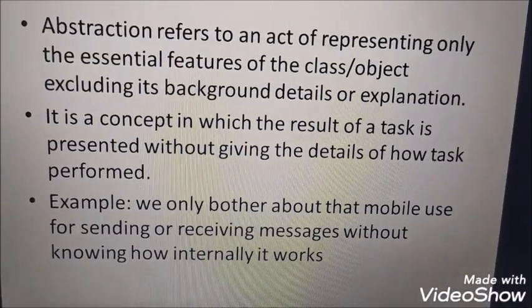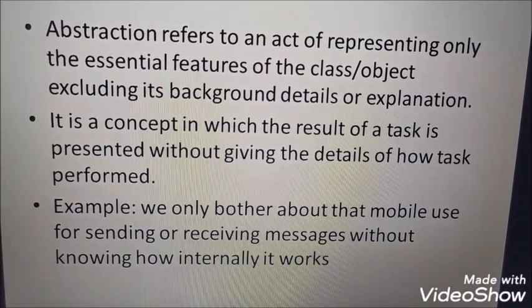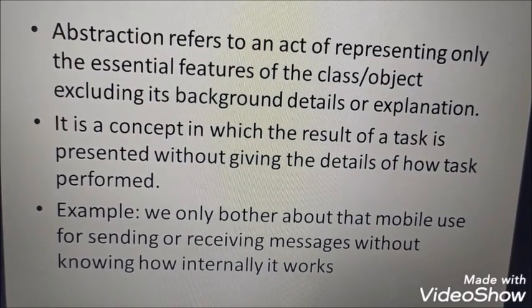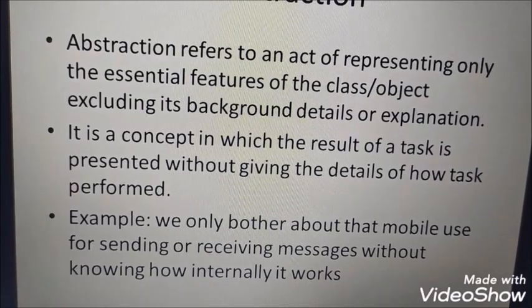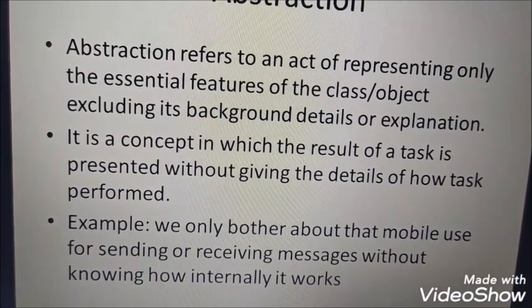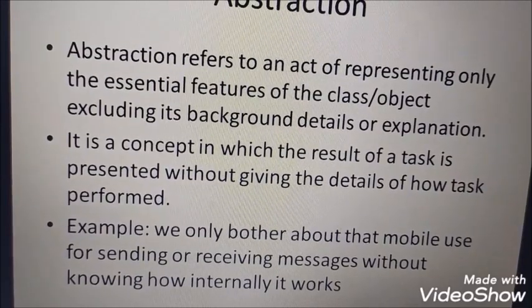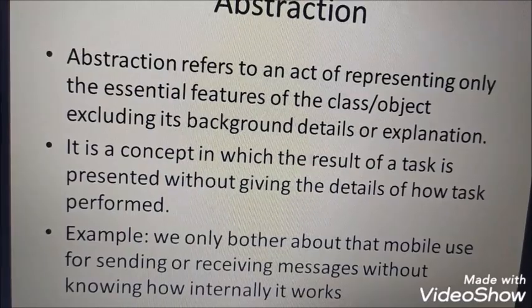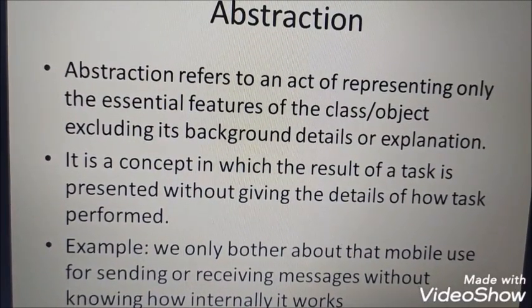You just look at the second point in the slide. Abstraction is a concept in which the result of a task is presented without giving the detail of how the task is performed. So, abstraction involves what? It involves extracting only the relevant information. What does it mean, the relevant information? It means looking for what you want in an object or a class.